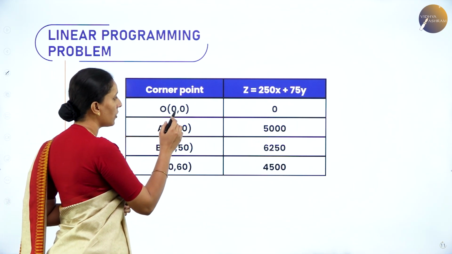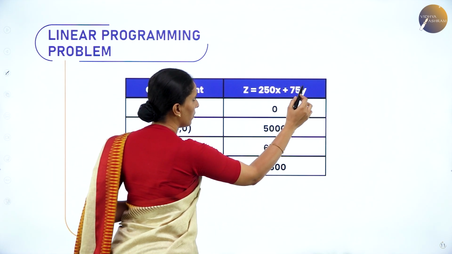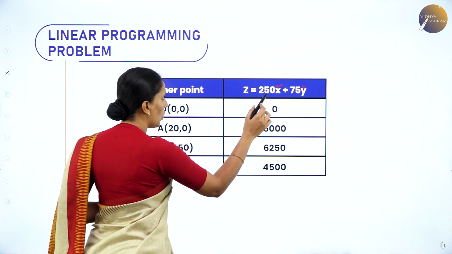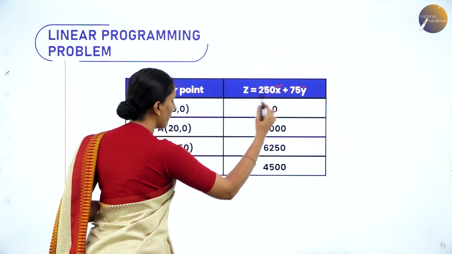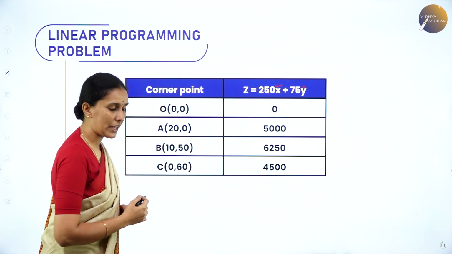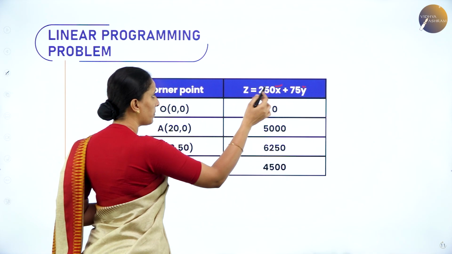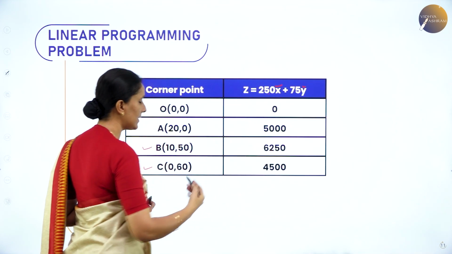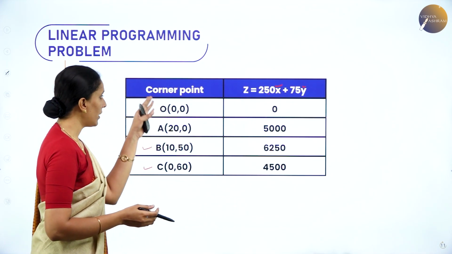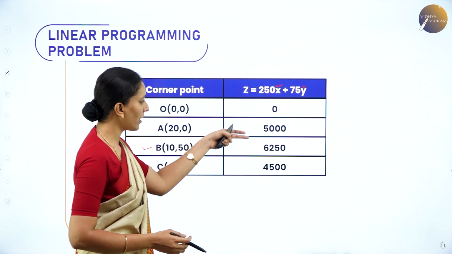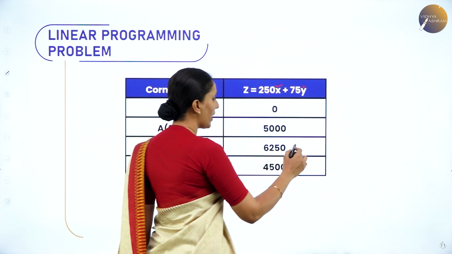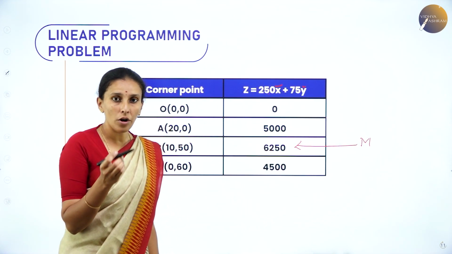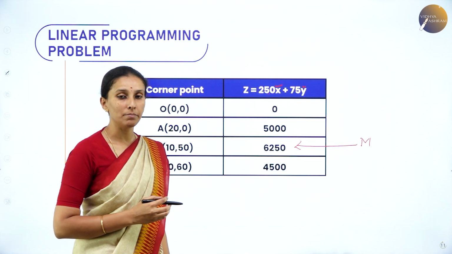Now, for 0, 0, if you substitute x as 0 and y as 0 here, z will become 0. And at A 20, 0, 250 into 20 plus 75 into 0, you will get the value as 5000. Similarly, for B, you need to put x as 10, y as 50, and for C, put x as 0 and y as 60 and find the value of z. Now, clearly from the corner point table, we can recognize the maximum value. So, once you get the maximum value, you can use it as capital M. If you want to find out the minimum value, you can use the symbol small m.